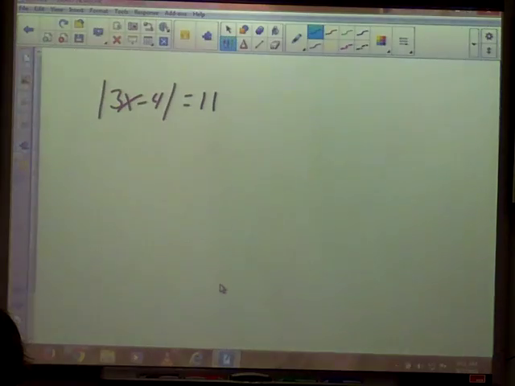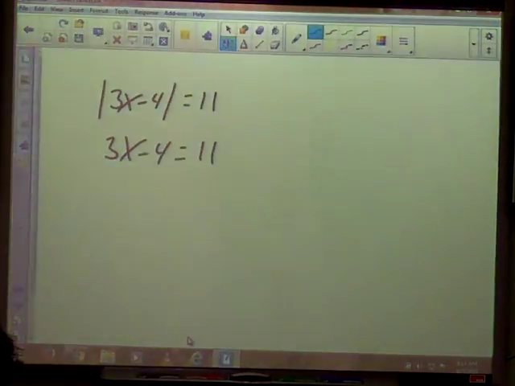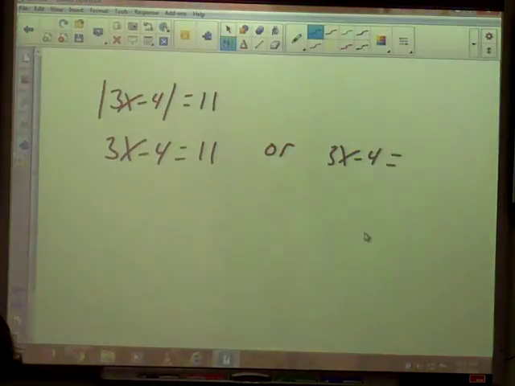So the first thing I'm going to do when I have an absolute value problem is write my two problems. You get the first one by dropping your absolute value bars and writing it just like it is. Or, here's my second problem. I'm going to drop the absolute value bars and make everything on the other side of the equal sign the opposite. So 11 is now negative 11. Now you've got two basic middle school equations to solve. The mistake that most people make when they do this is they forget to write that second equation.